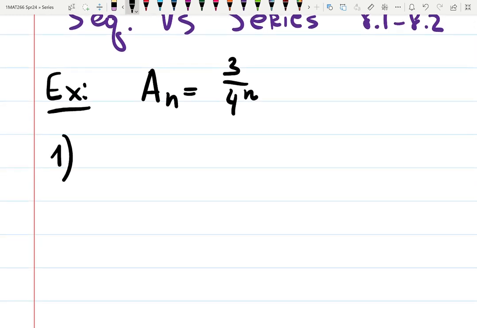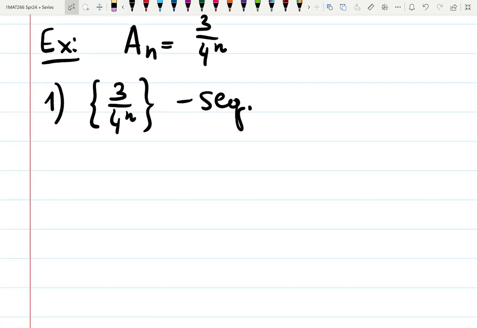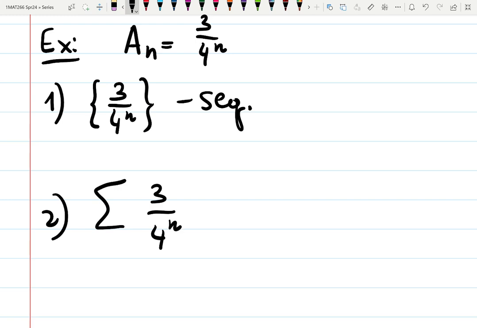Example 1 of the multiple choice question, and you saw it on the practice exam, can be, if you see braces, that's a sequence. 3 over 4 to the n. That's a sequence. Does it diverge or converge? We're not going to ask anything else. No expansion, no shrinking, no partial sums. Literally just one question. The behavior of it. Converges versus diverges. If you see a sum, bless you, then that's a series.